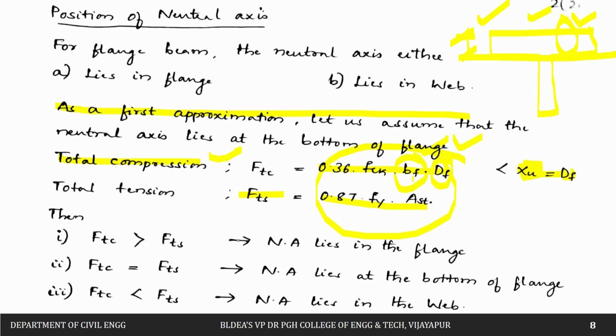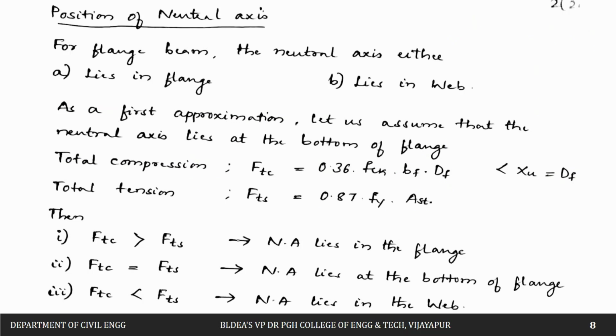That is total compression and total tensile forces, as we have already seen in the earlier videos. Next, if this total compression FTC is greater than the total tension FTS, then we can say that the neutral axis is going to lie within the flange.